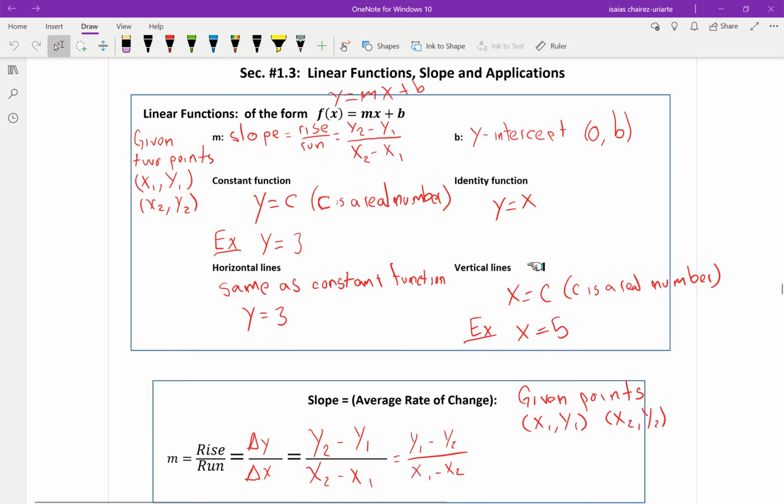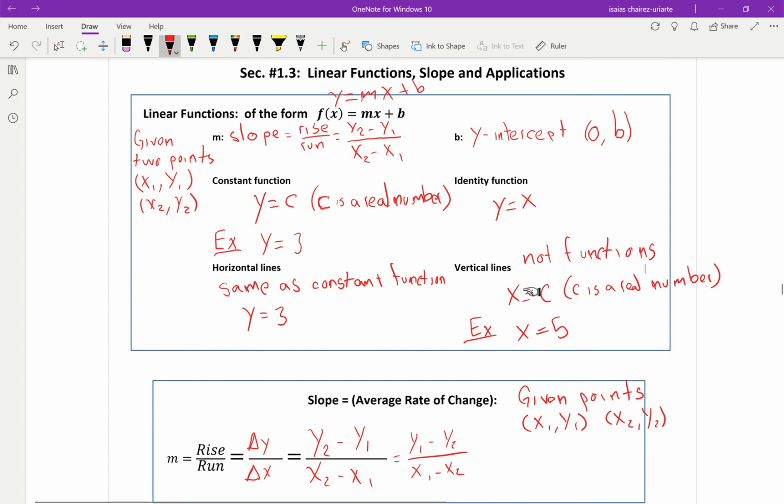The equation for a vertical line is x equals some number c, some real number c. So x equals c. Turns out that these are not functions. Why? Because if you think about it, they fail the vertical line test. It's a vertical line itself. So these are not functions.